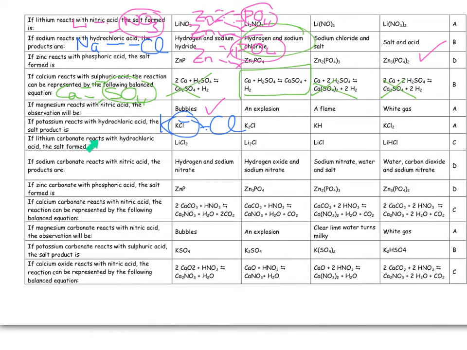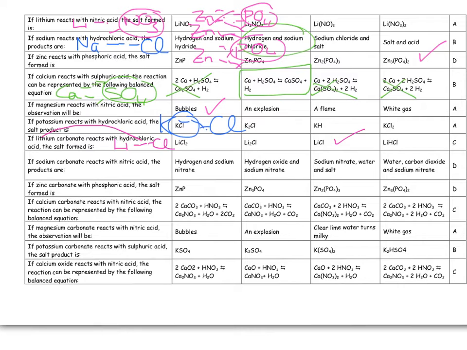If lithium carbonate reacts with hydrochloric acid, what do I get? Well, firstly, any carbonate and an acid gives me salt plus water plus carbon dioxide. What is the salt? The salt is going to be the lithium combining with the chlorine. Lithium has a valency of 1 because it's in group 1. Chlorine has a valency of 1 because it's in group 7. 8 minus 7 equals 1, so I'm going to land up with lithium chloride.